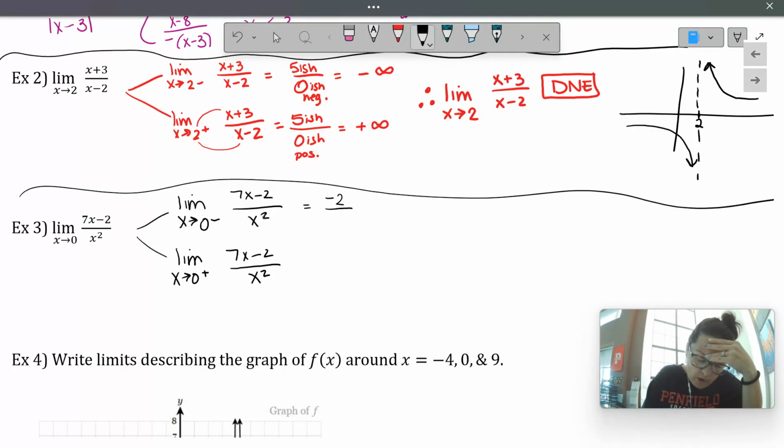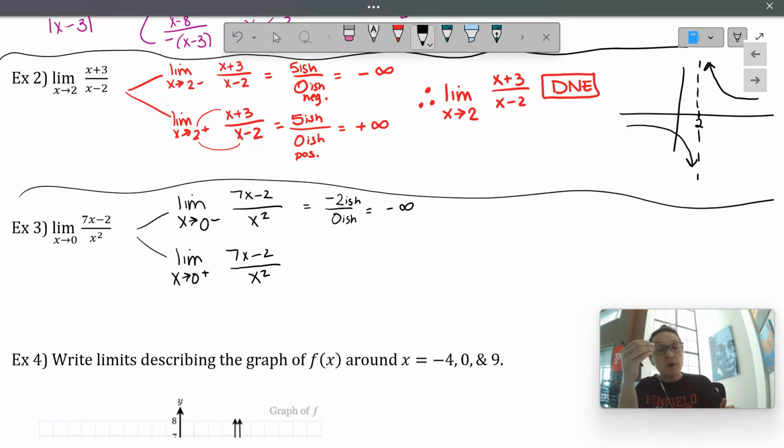And 0 squared is 0, except I'm squaring that 0, so it's 0-ish, but it's got to be positive because I've squared it, right? So even if I'm coming at 0 from the left, like negative 0.001, when I square it, it's 0.000001, positive, because a negative times a negative is a positive. So that's negative 2-ish divided by positive 0-ish. That's going to go to negative infinity, because a number divided by a 0 in a limit sense is going to go to infinity.